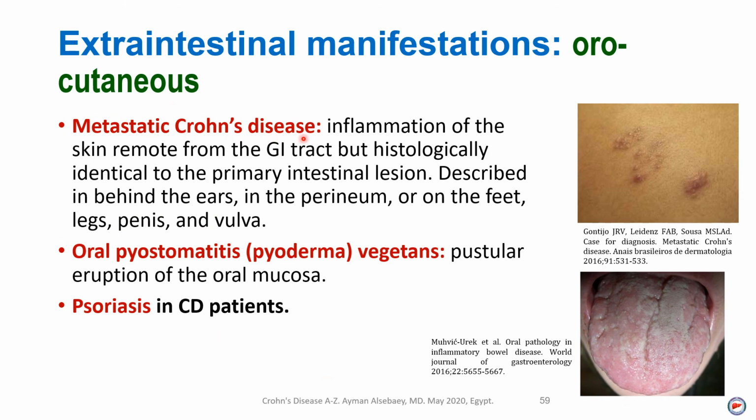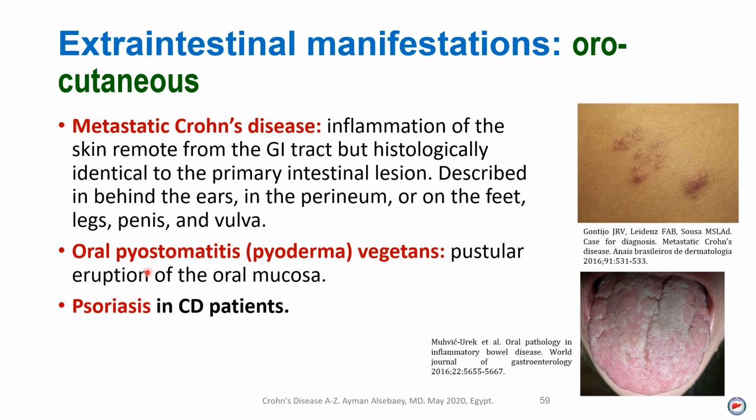Metastatic Crohn's disease. If we look to the skin, you will find that there are lesions. When they were excised, the histopathology revealed that they are metastatic Crohn's disease, an inflammation of the skin removed from the GIT, but histologically typical of what is present in the intestine. It may be present behind the ears, in the perineum, in the feet, in the penis, in the vulva. Okay.